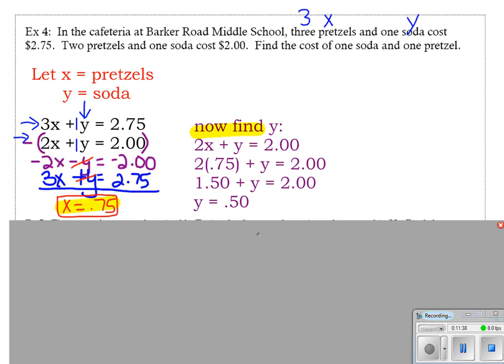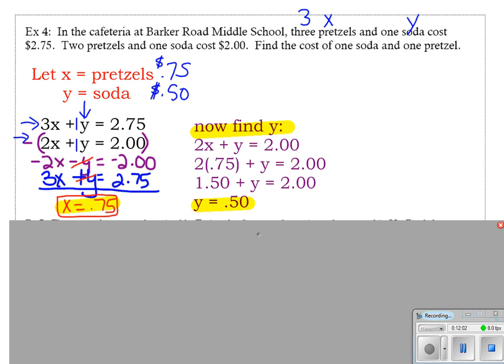I'm going to find my Y by substituting in, and Y equals 50 cents. Don't forget to label your answer. Going back up into the word problem, 75 cents for a pretzel and 50 cents for a soda. Okay? All right, right off to the side, any questions that you might have?